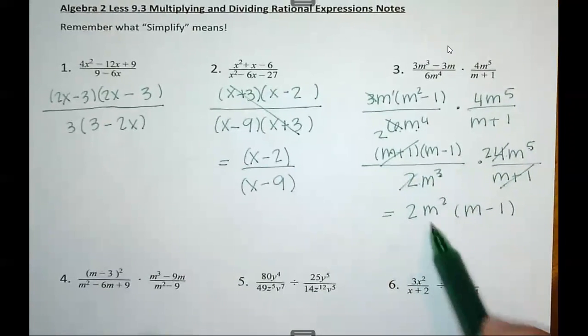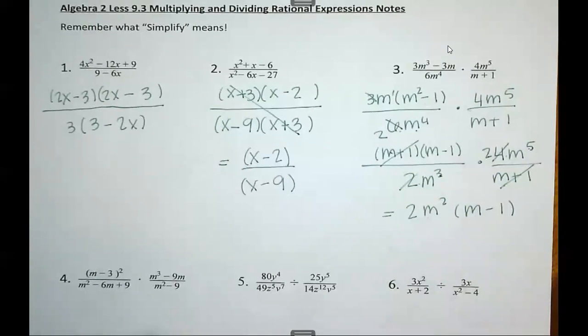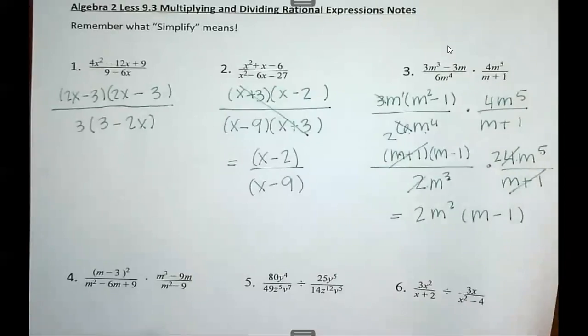And yes, you could distribute the 2m squared back into the parentheses, but I'm not going to require you to do that. You can leave your answer just like this. All right, let's try another one.